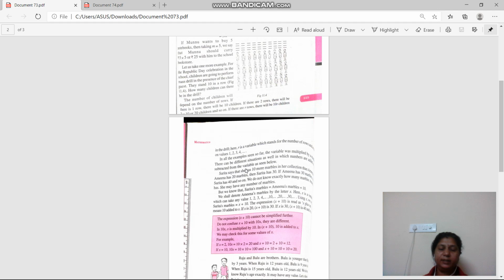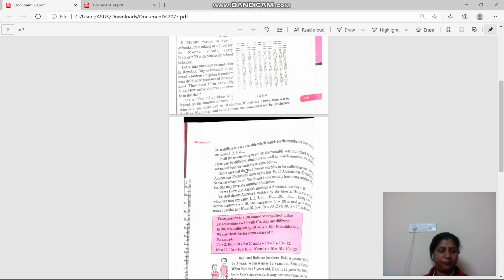Okay, now let's take another example. Listen carefully. Sarita says that she has 10 more marbles in her collection than Amina. सरिता ने क्या कहा कि मेरे पास जो मार्बल का कलेक्शन है ना, वो अमीना के कलेक्शन से 10 मार्बल से ज़्यादा है. Now we don't know the total number of marbles Amina has. अमीना के पास कितने मार्बल्स है हमें पता है क्या? नहीं, लेकिन ये ज़रूर पता है कि अमीना से 10 ज़्यादा किसके पास है?